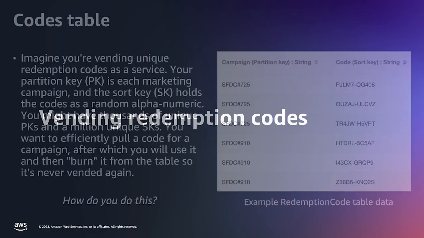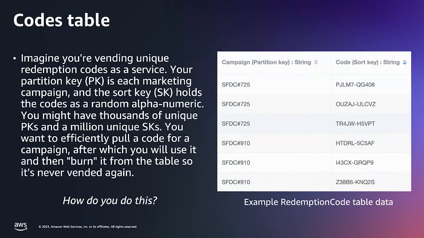Let's look at a puzzle here, vending redemption codes. So here's a real issue that someone called me up and was looking for advice on. They wanted to vend unique redemption codes as a service. So picture you're going to write this vending as a service, VAS. You have a partition key, which would be each marketing campaign. I think that's a pretty good design. And the sort key would be the codes as some sort of random alphanumeric, like the thing that gets printed on the Pepsi screw top.